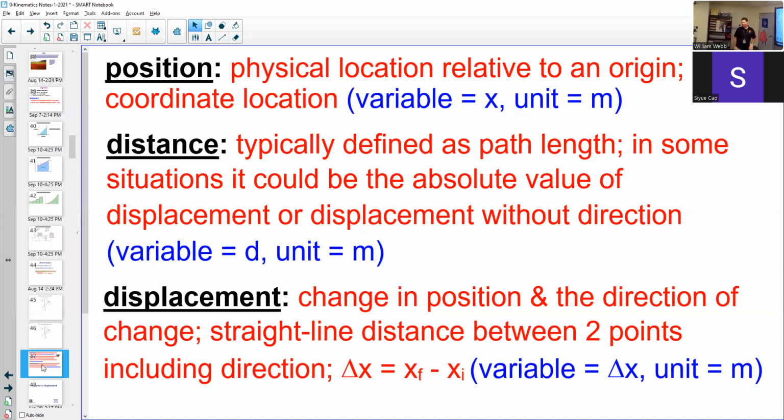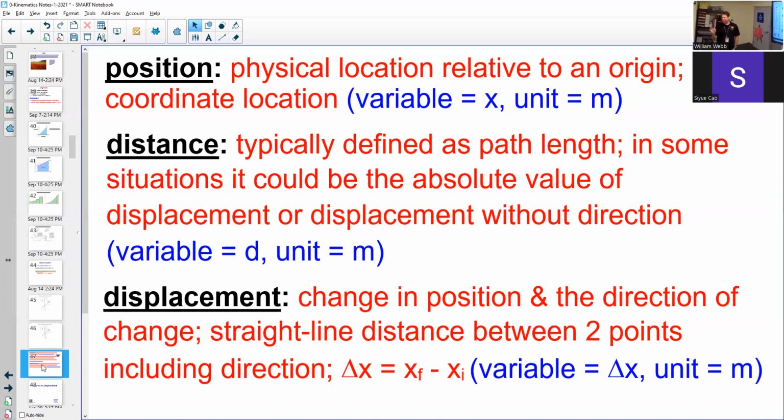Right, so the first word, position, is just kind of a base word so we can define distance and displacement as well. And the position is probably pretty clear. It's just where is the object? What is its physical location? And that's going to need to be relative to some spot. There has to be a reference point, right? So position will be where is the object.